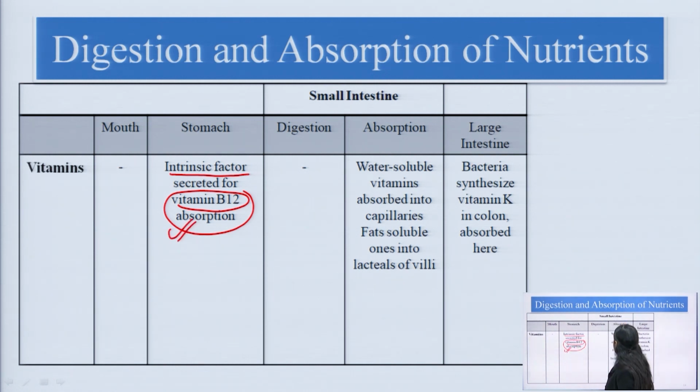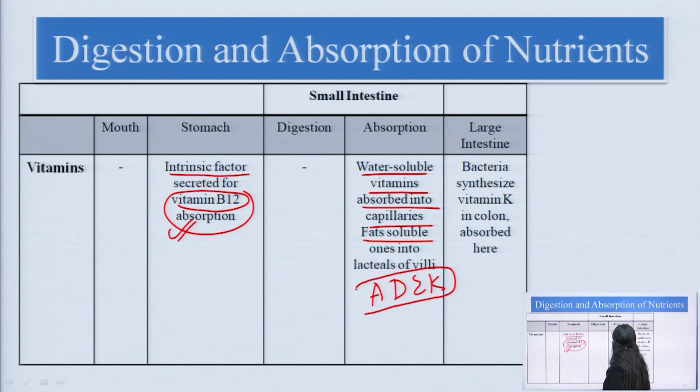In the small intestine, you will see the water soluble vitamins. Water soluble vitamins means vitamin B. These are absorbed from the capillaries, whereas the fat soluble vitamins, like vitamin A, D, E, K, will be absorbed in the lacteals of the villi. All of the fatty substances are absorbed from the lacteals. We have already covered this.